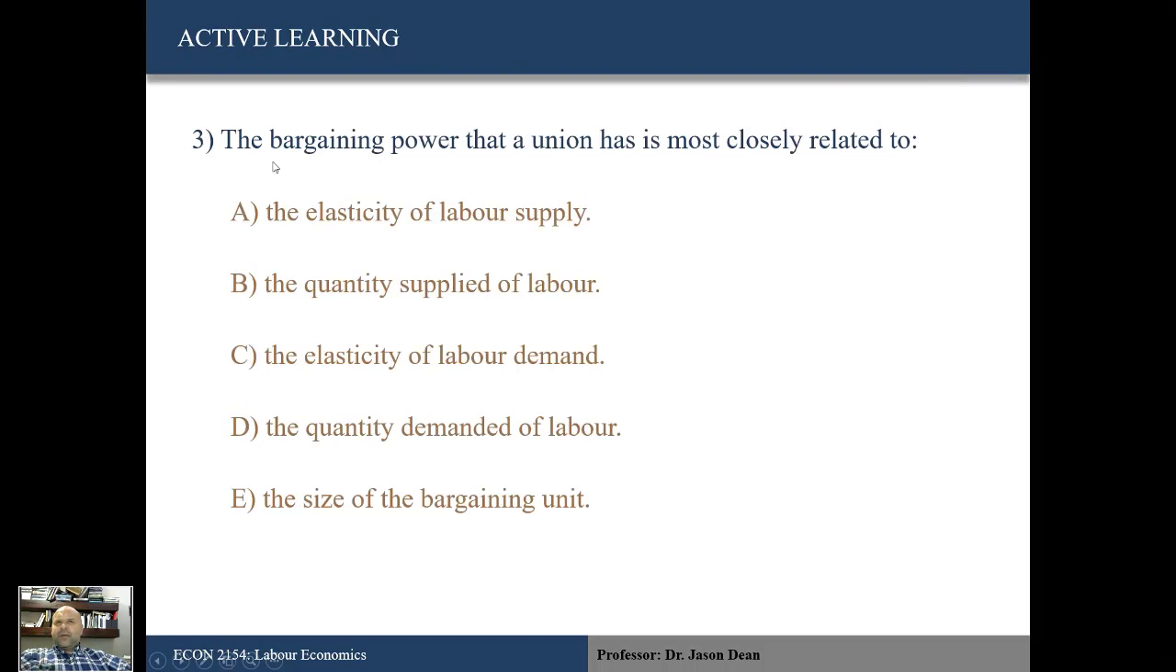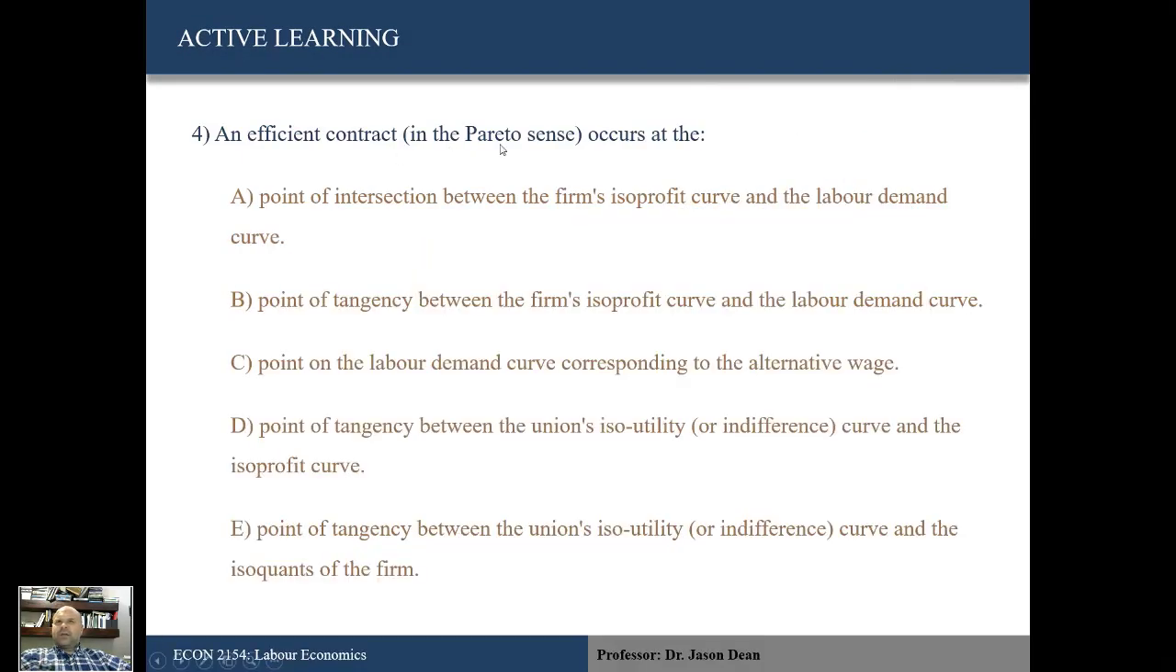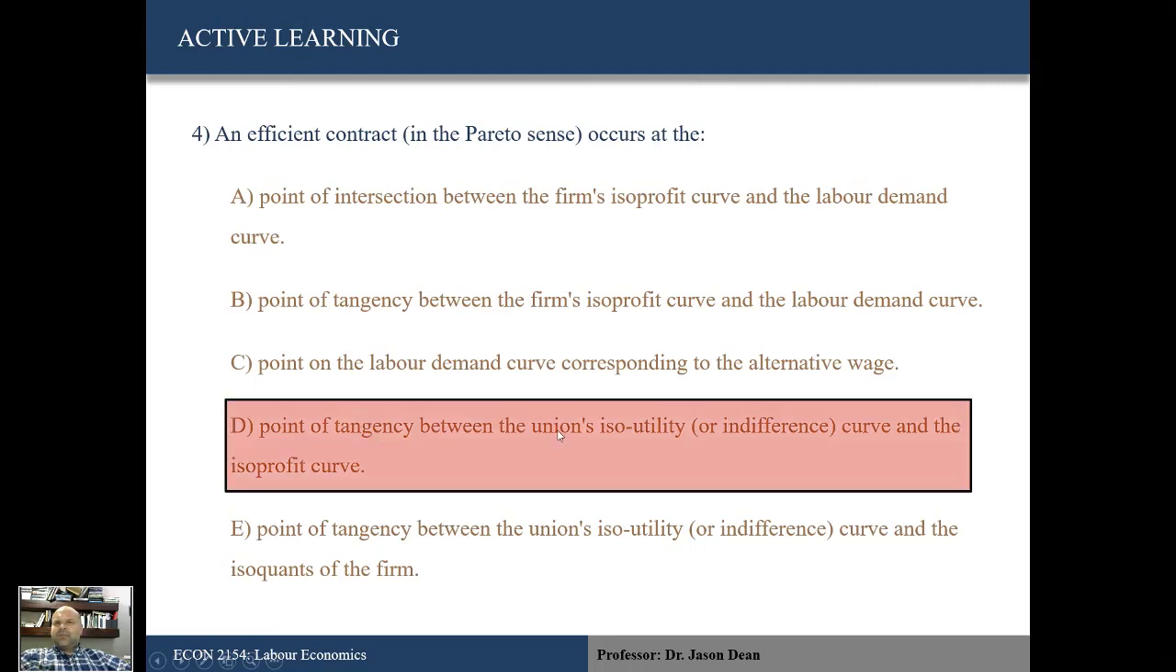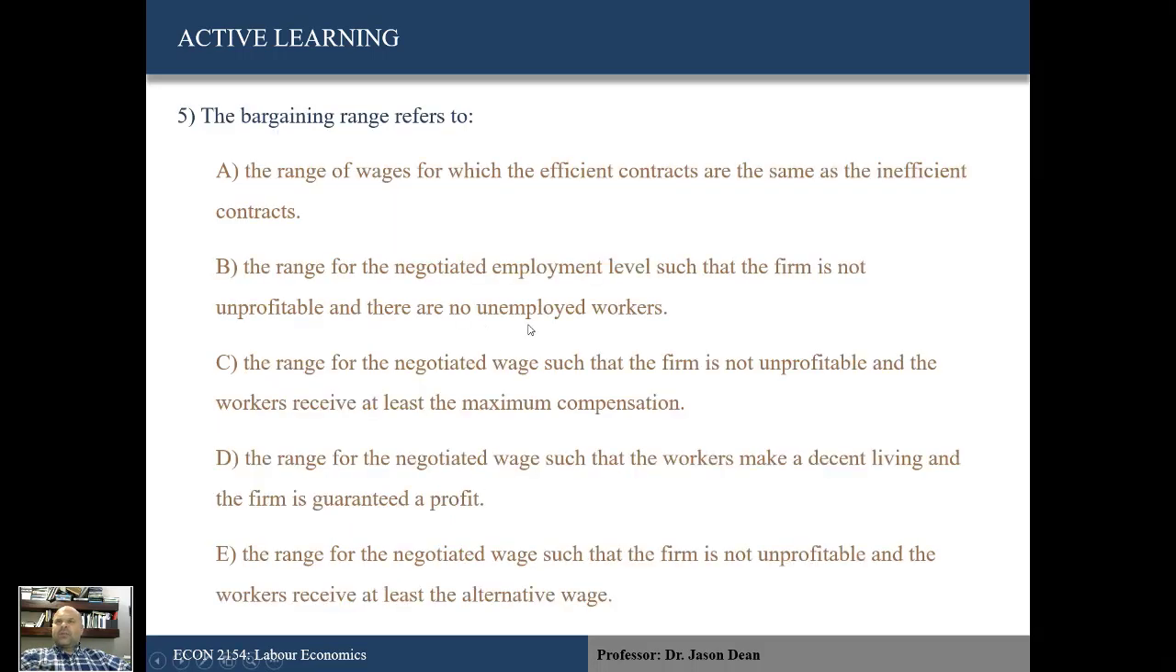The bargaining power that a union has is most closely related to, the correct answer is the elasticity of labor demand. An efficient contract in the Pareto sense occurs at the, so hit pause and I'll tell you the answer. So the answer is D, the point of tangency between the union's iso-utility or indifference curve and the iso-profit curve. Only at that tangency point can you not improve one of the parties without making the other worse off. Okay, and the last question.